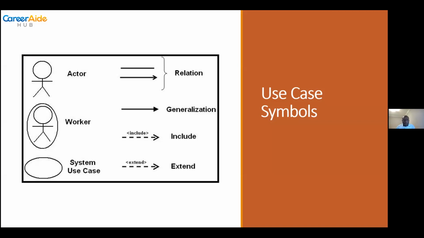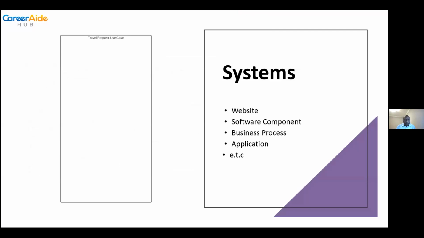You also have different kinds of relationships. So we have the generalization, and those relationships are the link between your actors and your use cases. They are the ones that specify what kind of relationship exists between the actors and your system or the use cases.